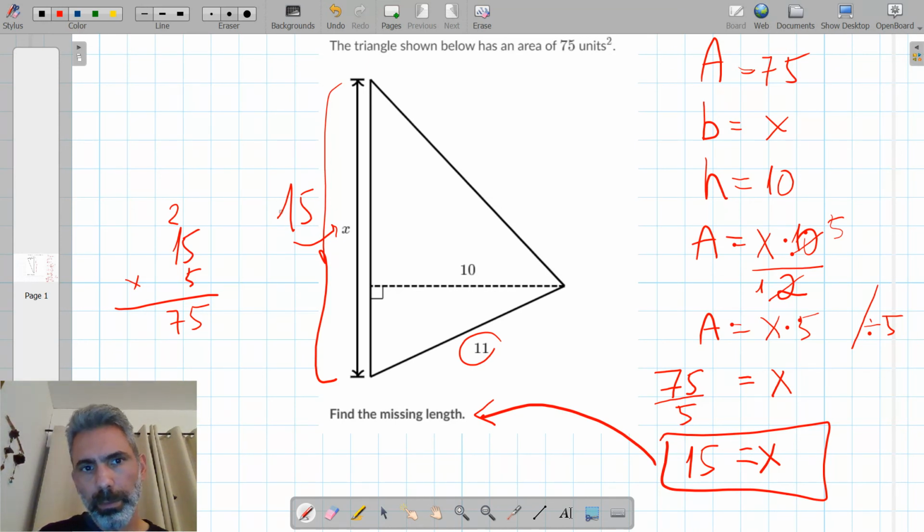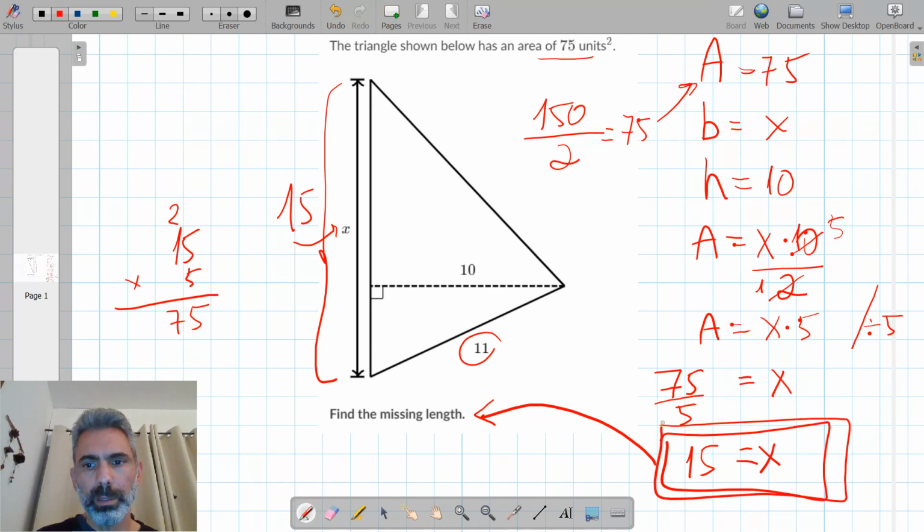Now let me verify, 15 times 10 is 150. 150 divided by 2 is 75. And indeed, they tell us that the area is 75, so x is indeed 15. That is the correct answer.